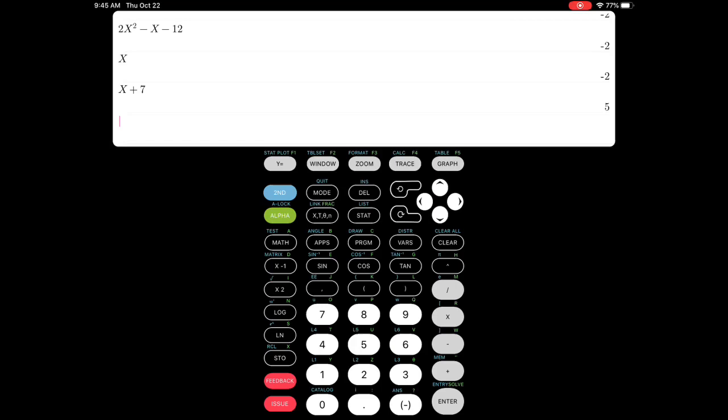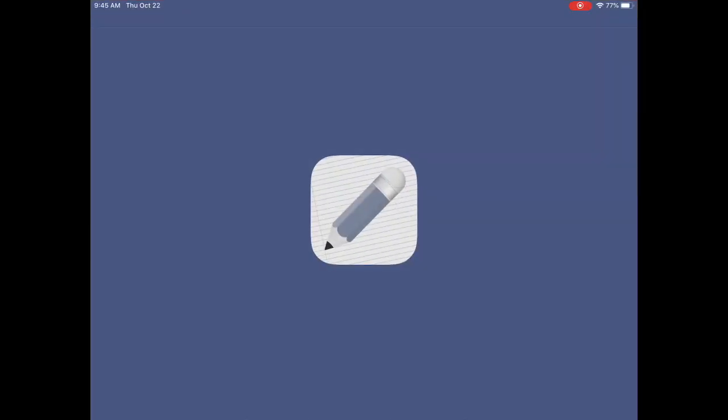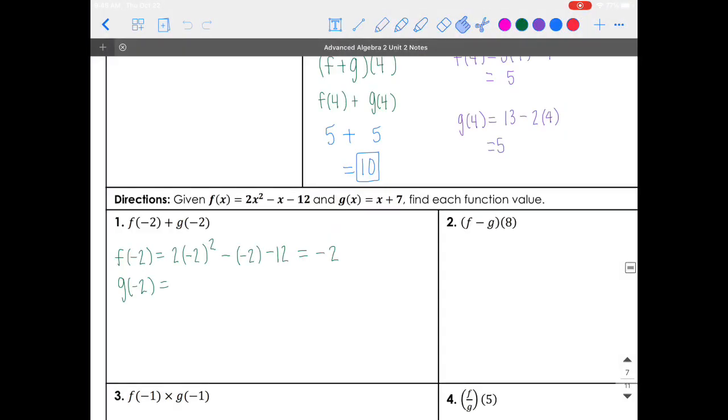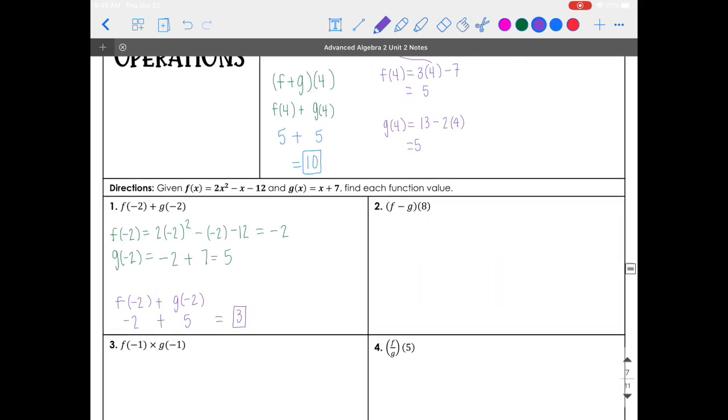It probably would have been just as easy to type negative 2 plus 7, but I'm showing you how that store function works. Negative 2 plus 7 equals 5. And so, f of negative 2 plus g of negative 2 is negative 2 plus 5, which is 3. And that's it.